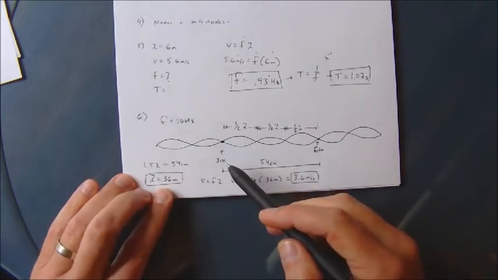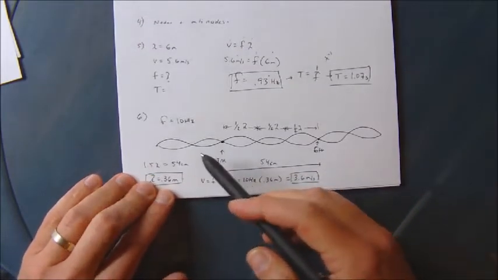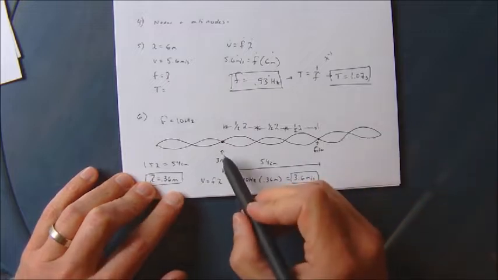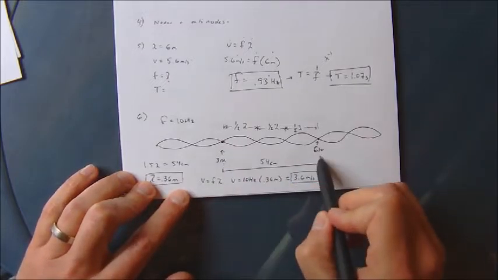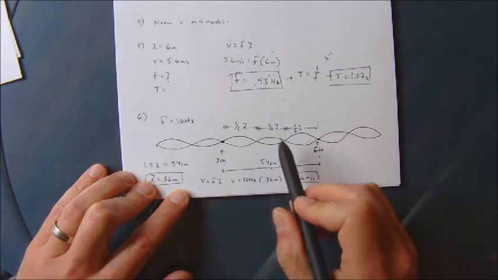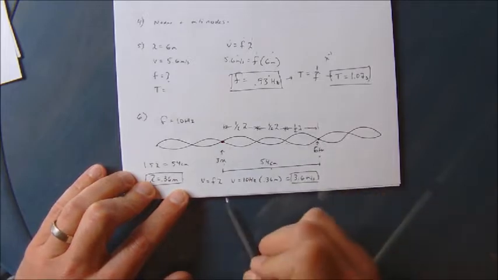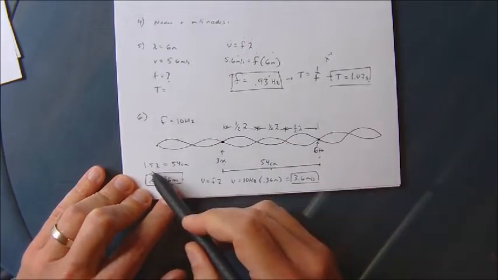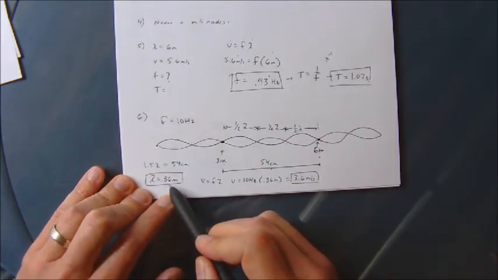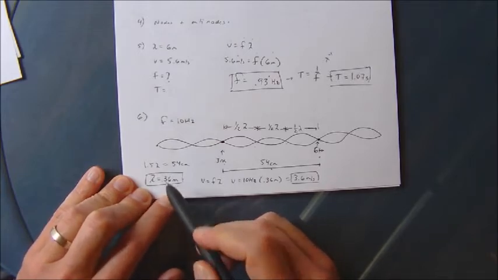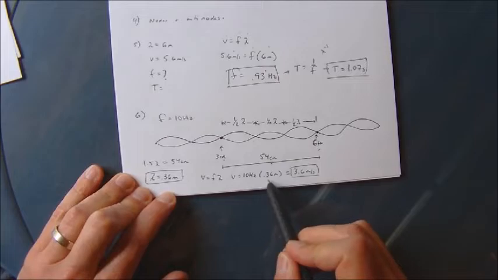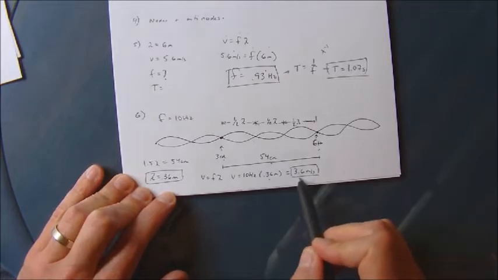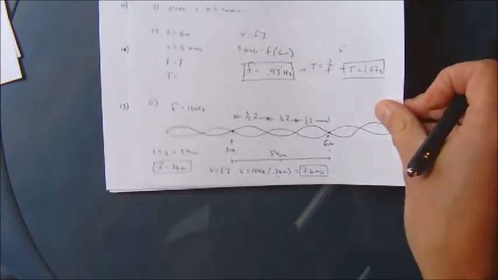Next, number 6, it describes a situation where we have a long standing wave, and the distance between the third and the 6th node is 54 centimeters. I know the distance between each node is half a wavelength, therefore this is 1.5 waves, and it equals 54. Therefore my wavelength is 36 centimeters or 0.36 meters. I'm given the frequency of 10 and my wavelength of 0.36, and I get a velocity of 3.6 meters per second.